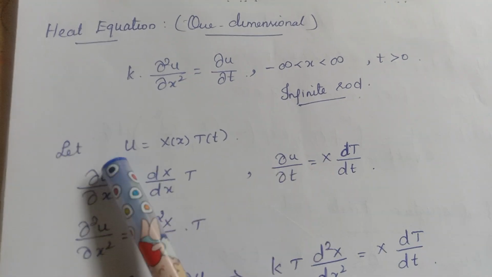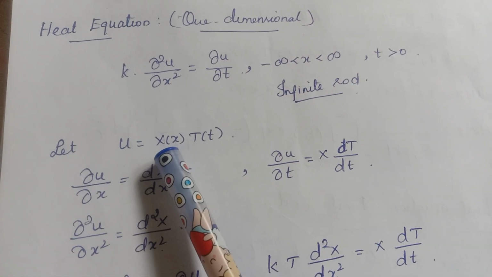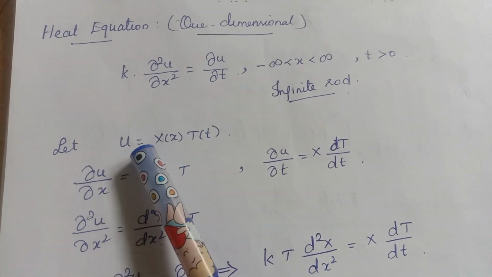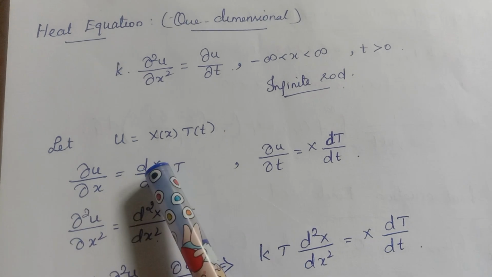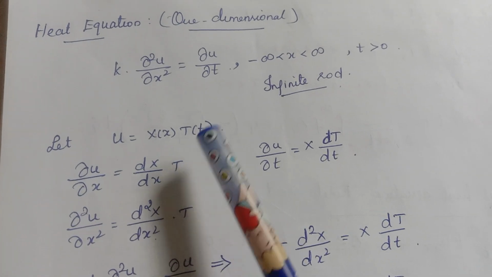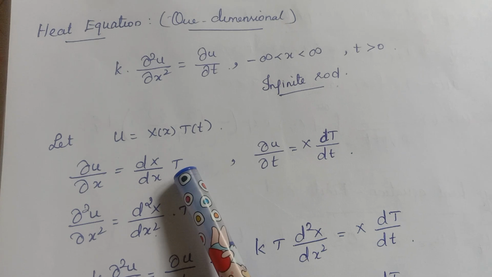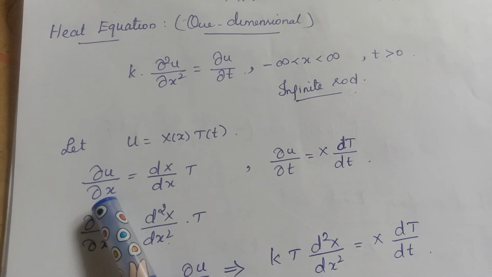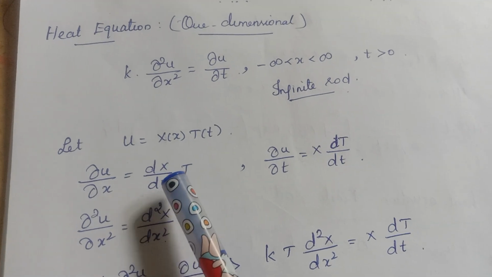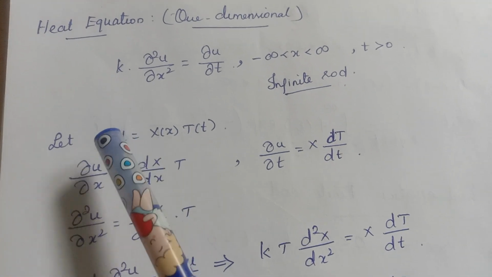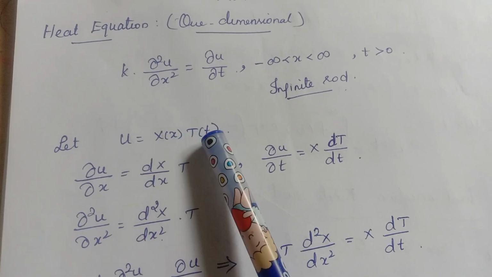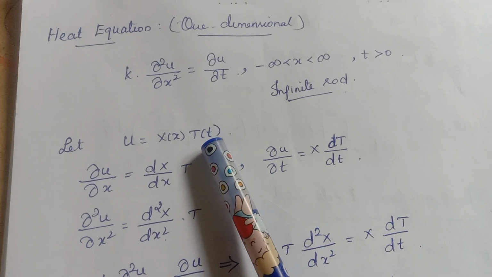So for that, I am going to assume u as a function of x and t: u = X·T, the product of X and T. So from this, ∂u/∂x = (dX/dx)·T, because T is treated as a constant when you differentiate with respect to x. Here, this side we put a partial derivative, and this side we are putting a total derivative, because u is a function of two variables x and t, but X and T individually are functions of a single variable only.